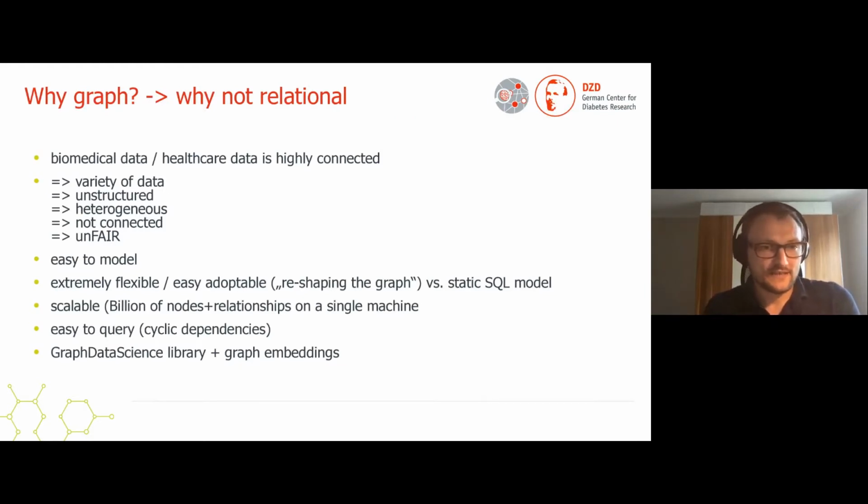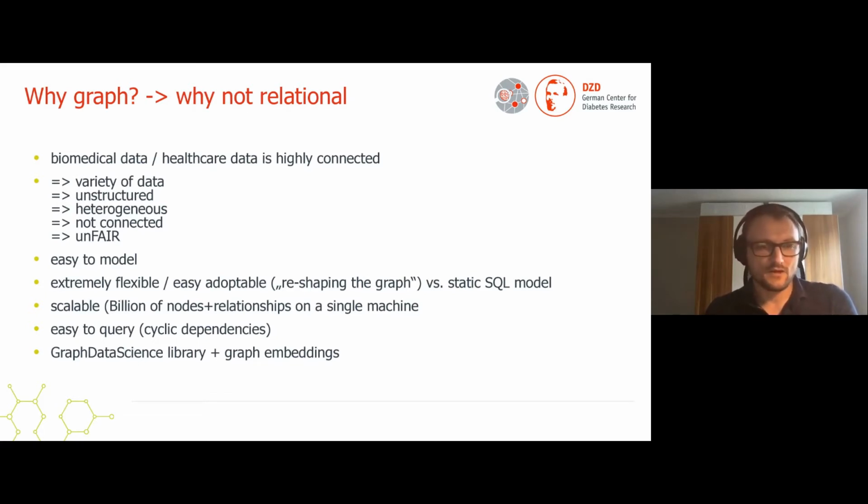Now the question here at Neo4j Connections is why we are using graph. Why not using relational databases? Well, the answer is pretty simple. Biomedical data, especially in healthcare, is highly connected by definition. So it makes a lot of sense to use graph technology to do that.